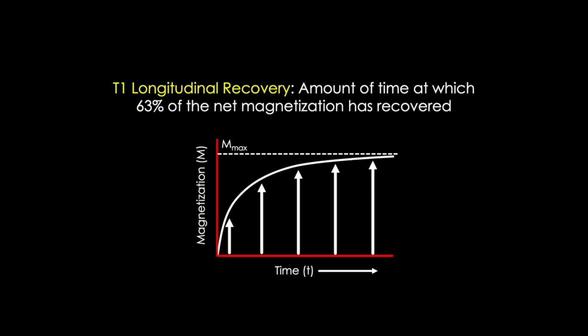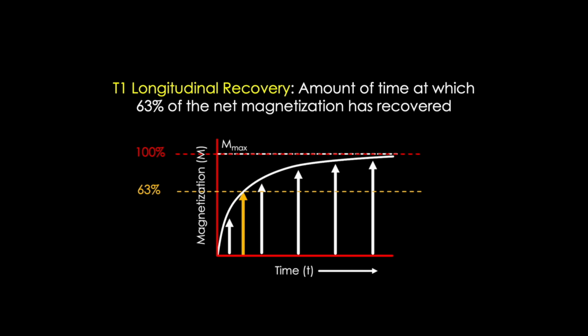This is the highest potential we can attain for a given magnetic field strength. The higher the magnetic field, the higher this maximum value will be. So if this line represents the maximum value of our net magnetization, 100% of it, then this line would represent 63% of the maximum value. Notice that this 63% line intersects our curve here. So this time point here will represent the point at which 63% of the full net magnetization has recovered, which sounds like the definition of T1, doesn't it?